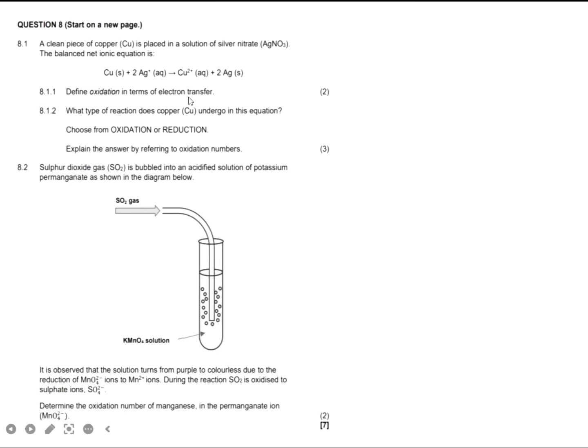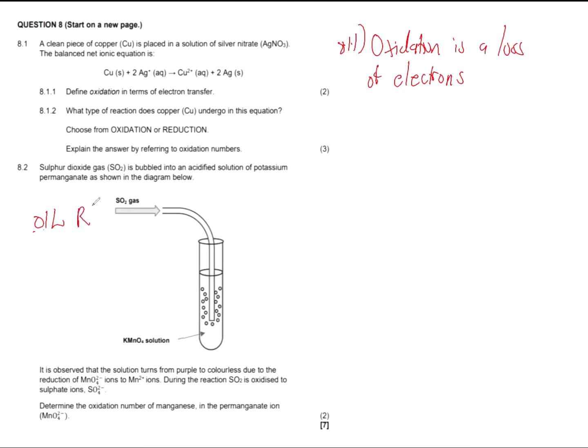Okay, so now we have another question, 8. It says in 8.1, a clean piece of copper, Cu, is placed in a solution of silver nitrate. The balanced net ionic equation is given below. Define oxidation in terms of electron transfer. So when they say define in terms of electron transfer, this is how you are supposed to define it. You say oxidation is a loss of electrons, right? So remember your OIL RIG: oxidation is loss of electrons, reduction is gain of electrons, right?